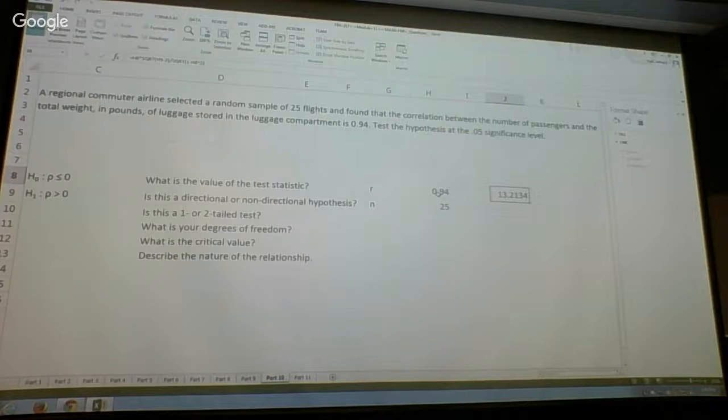The answer to 90, 13.2. That value there.